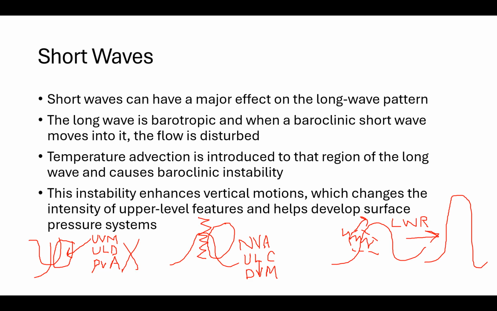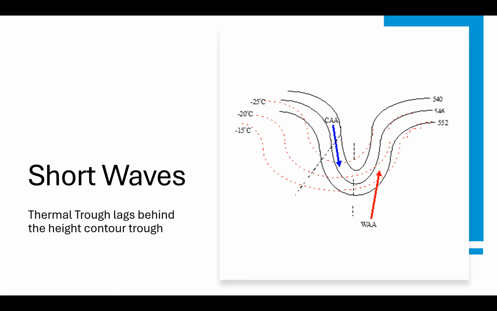All right. Of course, we also have this temperature advection occurring in association with these shortwave troughs and these shortwave ridges. So here's your shortwave. The thermal trough, by the way, that's your temperature trough, is going to lag behind the height contour trough. So in this diagram on the right, the solid dark lines represent your height contours. Your red dashed line represents your isotherms, lines of equal air temperature. You notice how your isotherms are in 5 degrees Celsius increments. But you notice how this black dashed line here represents your thermal trough.